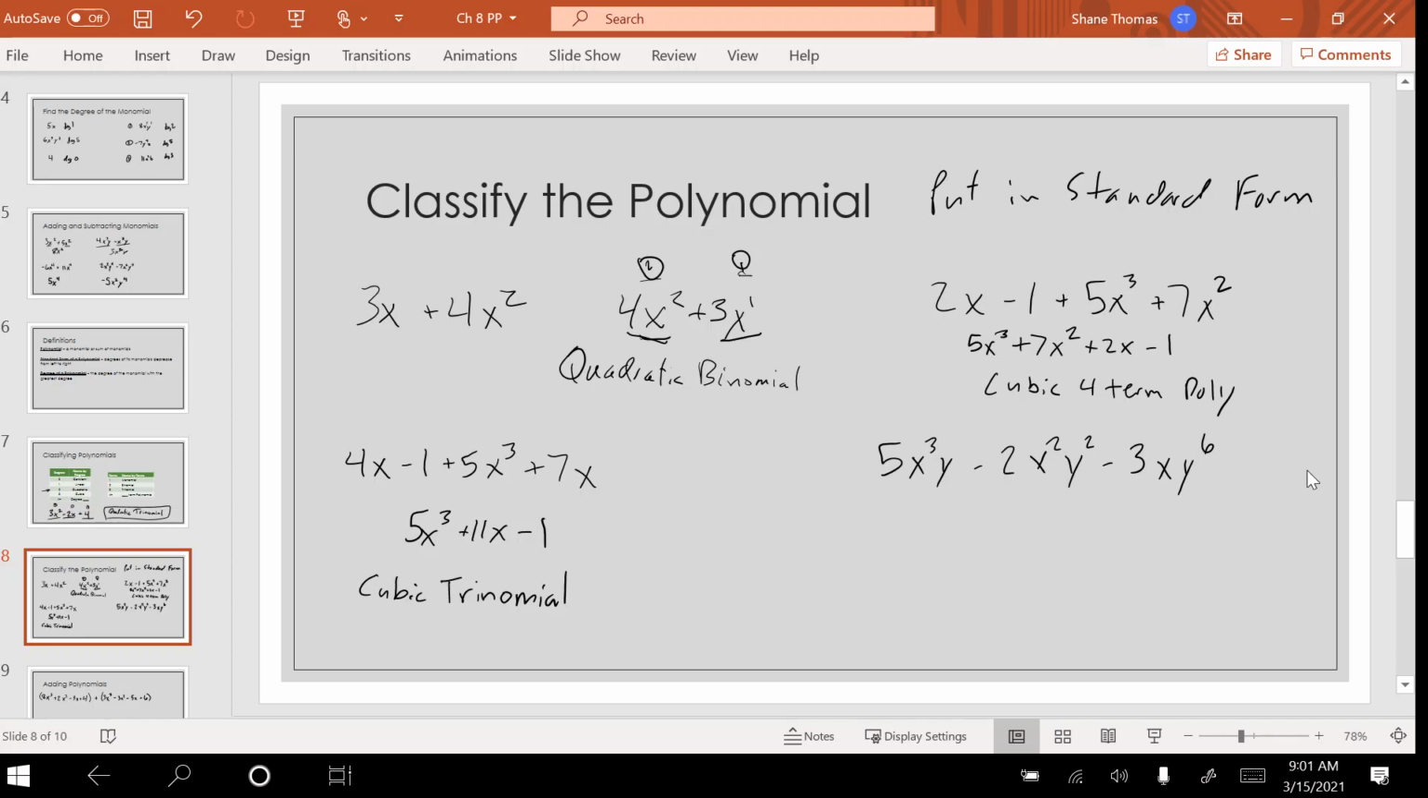Last one. 1, 2, 3. Okay. Third one. First off, we already talked about this one. This one's already in order, right? So what's the degree of it? We're doing it based on x. Okay? So 3, 2, 1 based on the x.